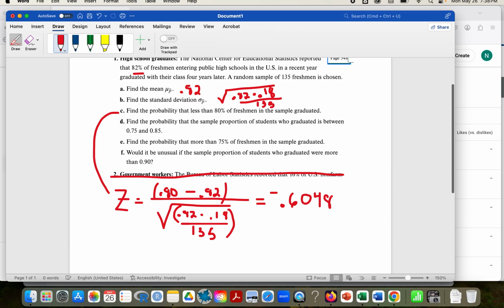All right, so if I'm thinking about this in terms of trying to describe it, here's where my z-score is 0. I'm at negative 0.6048, this spot. And I'm trying to do less than, which is all the area to the left of that. So a way to do this is to do the second key and then the vars key, and then you're going to find normal CDF, which is number 2.